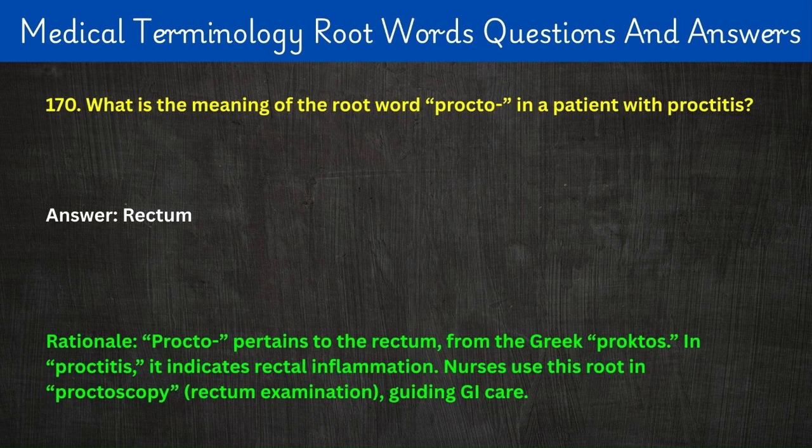170. What is the meaning of the root word procto- in a patient with proctitis? Answer: rectum. Rationale: Procto- pertains to the rectum, from the Greek proctos. In proctitis, it indicates rectal inflammation. Nurses use this root in proctoscopy, rectum examination, guiding GI care.